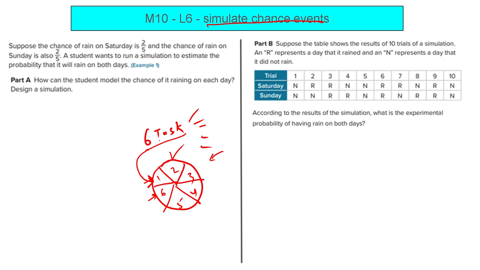Okay. So what you will do, you will try to find the total. Then choose a simulation in which the total number of sections or the total number of available outcomes is equal to the total number of tasks. Okay. Let us try to understand it with the help of an example.